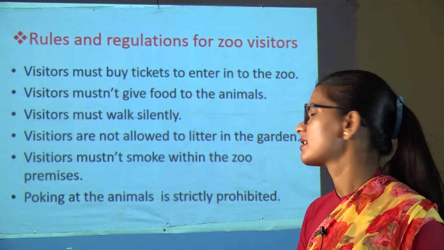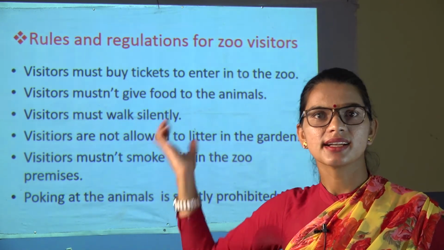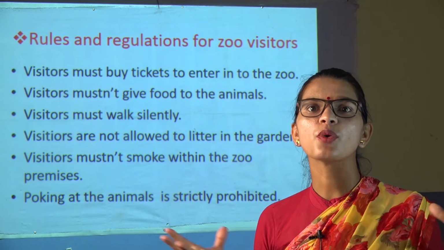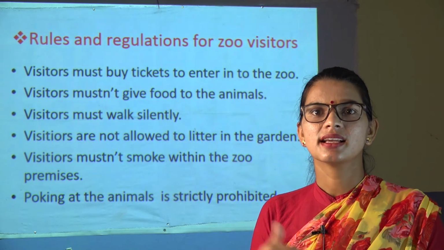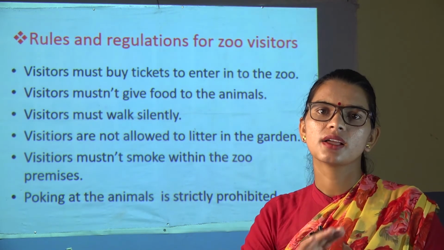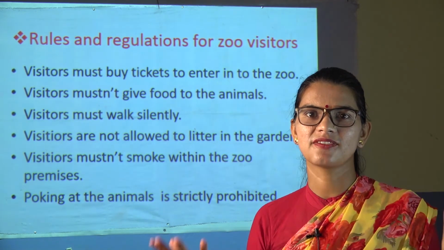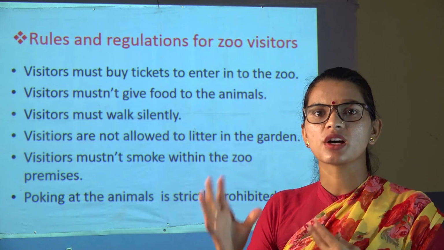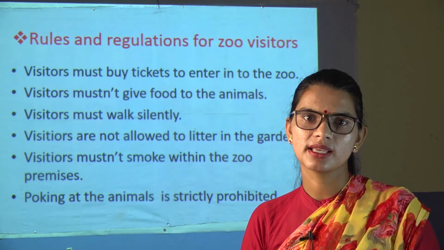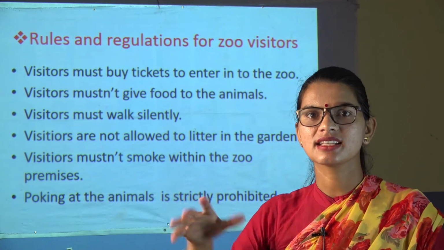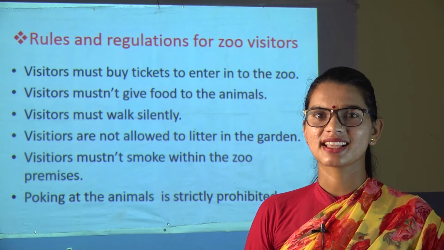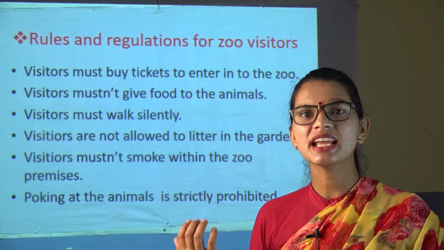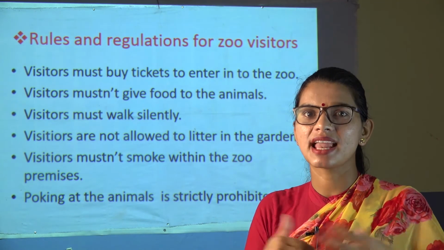Poking at the animals is strictly prohibited. These are the certain rules and regulations for whom? For the zoo visitors. Yes, so there are different rules and regulations in different sectors. We can say it, isn't it? And they are different. So we must follow certain rules and regulations in certain places or in certain conditions or in certain situations. Okay? Well, students, I hope you are becoming more clear about the rules and regulations.